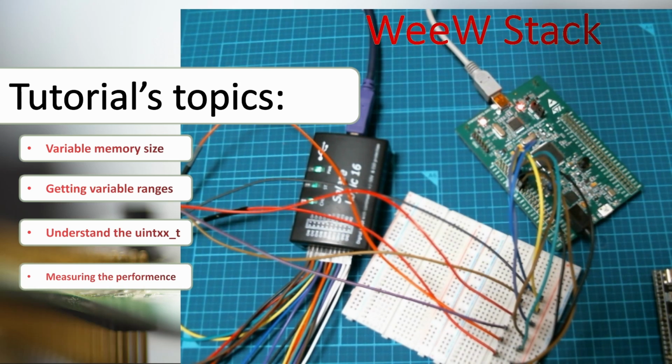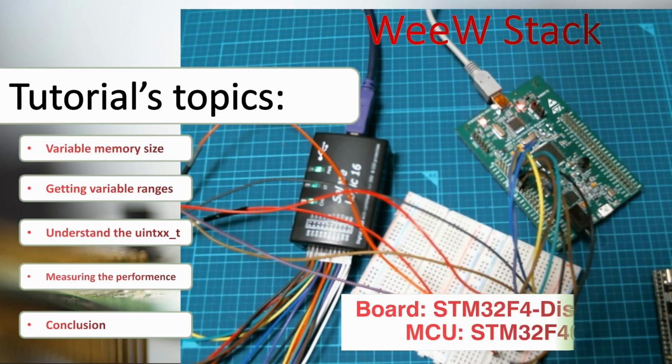Then the most important and exciting one, taking a look at measuring the performance of your program just by choosing the right variable type that you need to take. And finally, a very important conclusion to wrap up the whole discussion. So let's start first by describing the microcontroller that we are going to use. That's the board, the STM32F4 Discovery, and the MCU, or microcontroller unit, is the STM32F407.